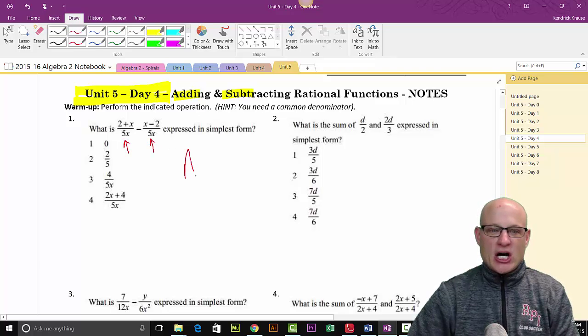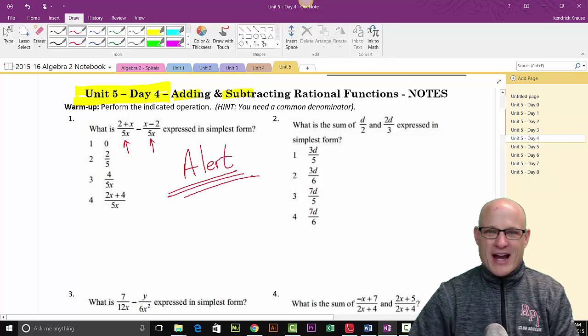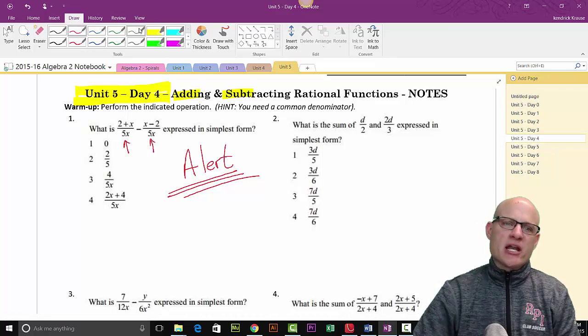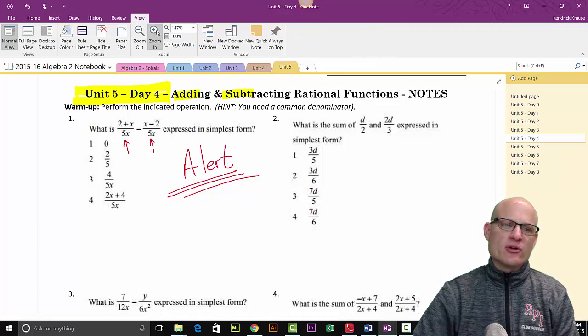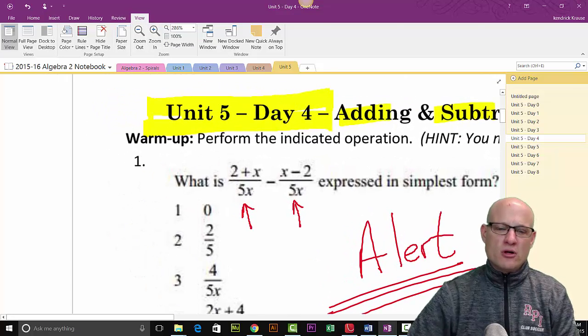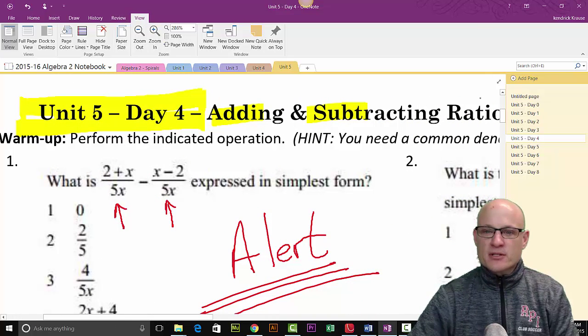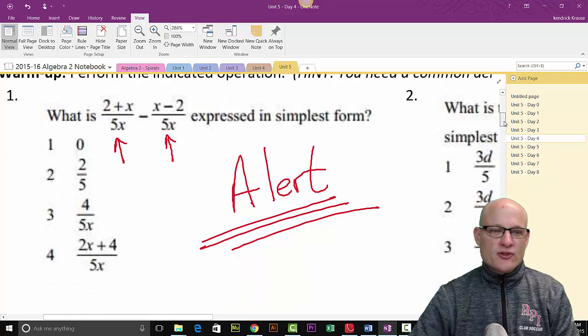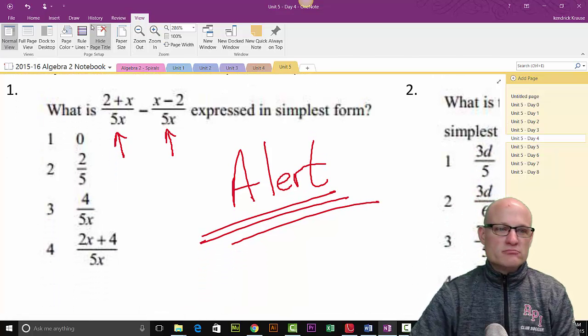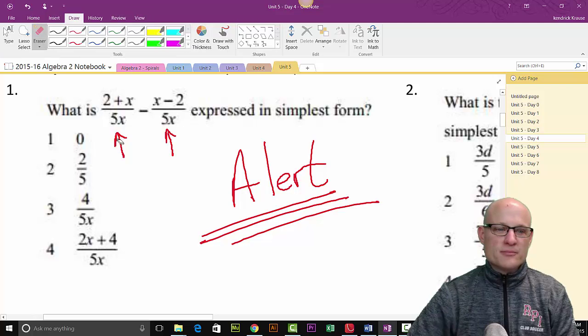Alert! Alert, alert, alert. Be aware of the trap. Let me get an explosive view on this thing. Oh, it looks so much nicer all blown up. So, we have an alert because I said so.